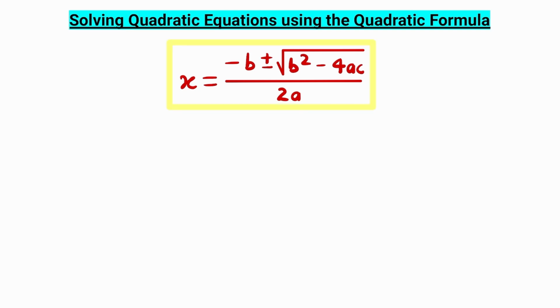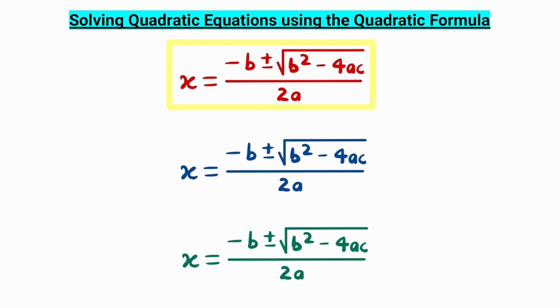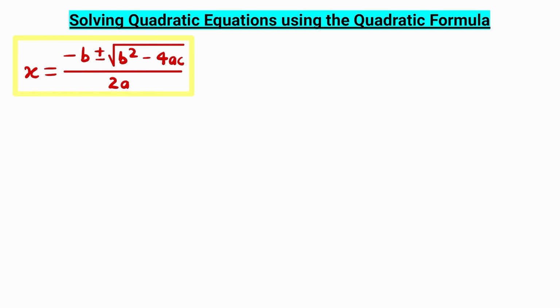Again, let's repeat the quadratic formula here. x equal to negative b plus or minus the square root of b squared minus 4ac over 2a. The quadratic formula is x equal to negative b plus or minus the square root of b squared minus 4ac over 2a. Now let's see how we can use the quadratic formula to solve quadratic equations by taking a few examples.